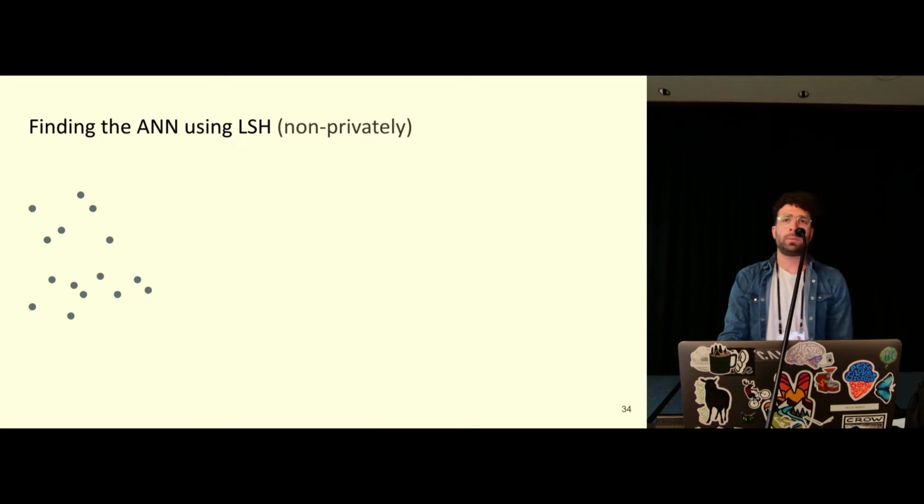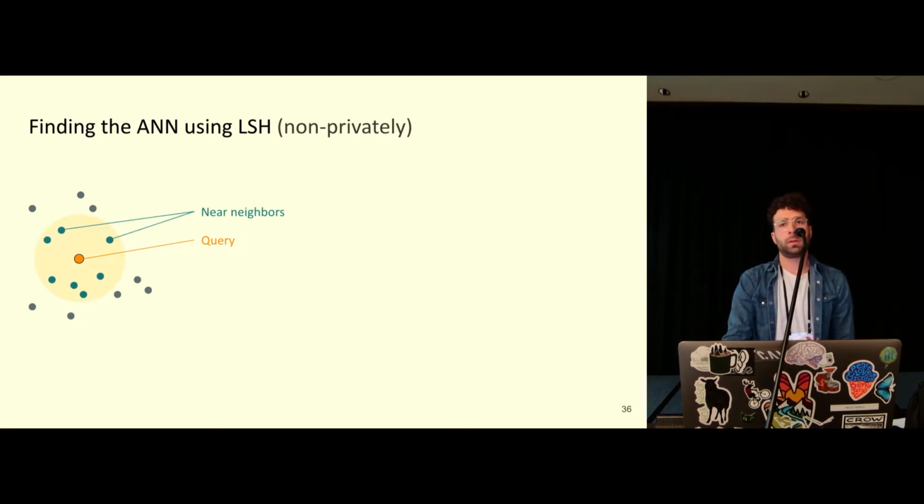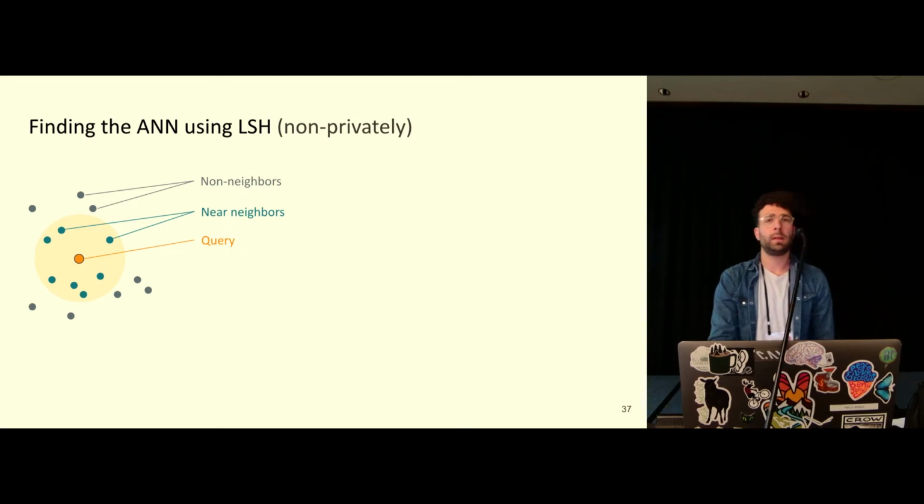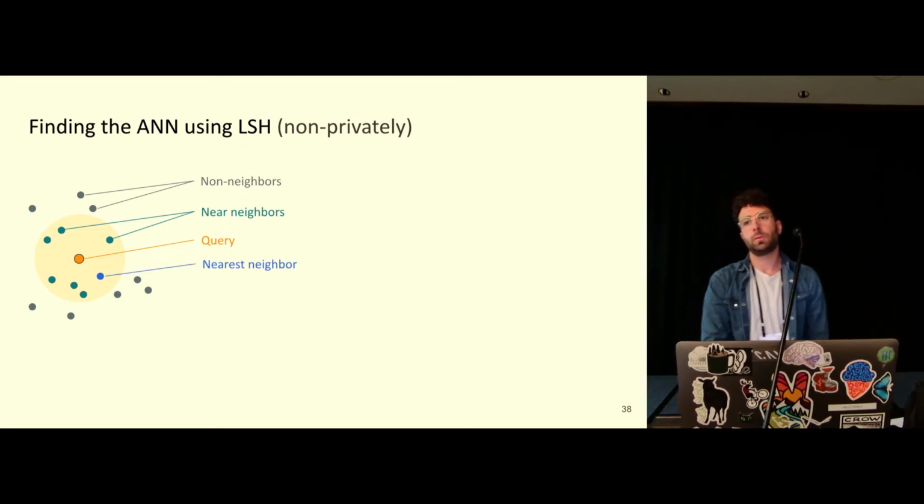So first, some terminology. If we have a data set of points and a query in this set, we'll call all the points that are not too far away from the query near neighbors. And all the points outside of this radius we'll call non-neighbors. And within the set of near neighbors, we'll have the nearest neighbor, which will be the closest point to the query.